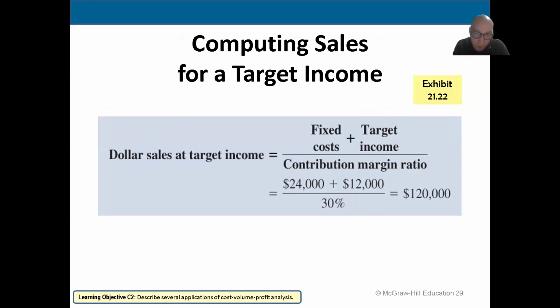So we take fixed costs plus your target income divided by the contribution margin ratio to find how much you would need to sell in terms of sales dollars to get your target income. Your net income to be that 12,000.